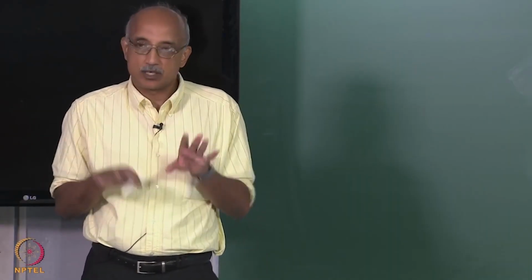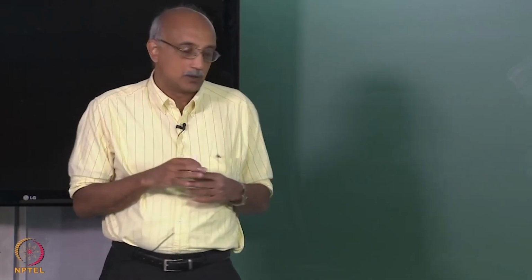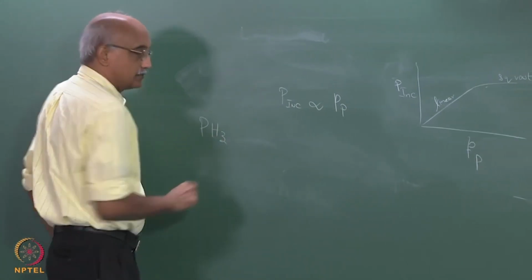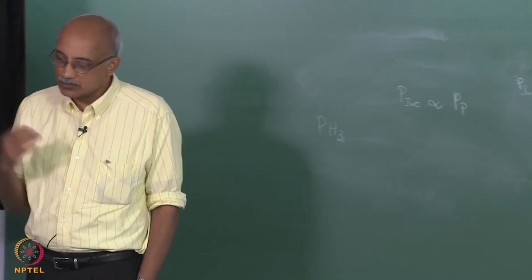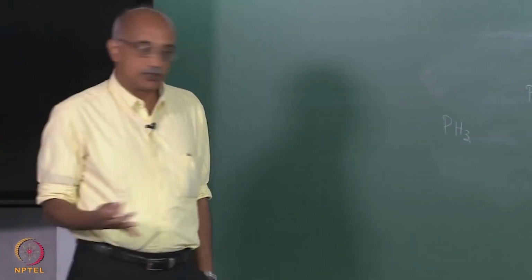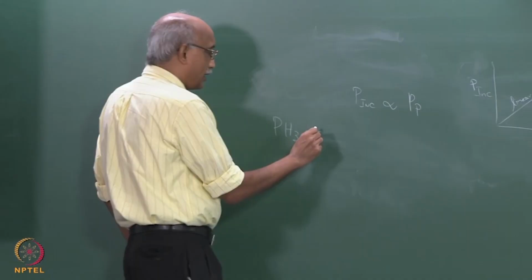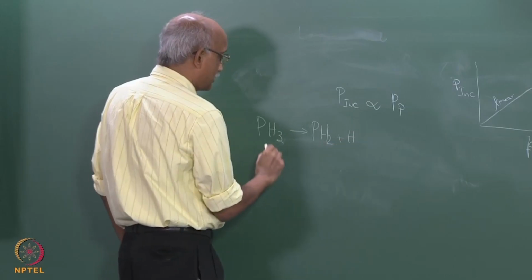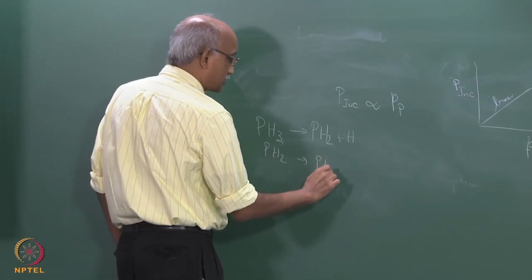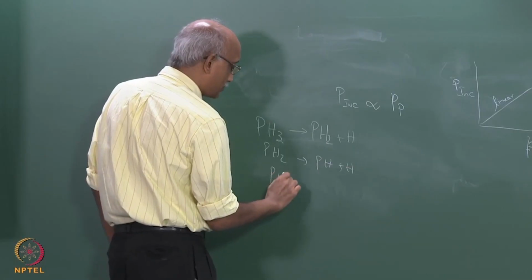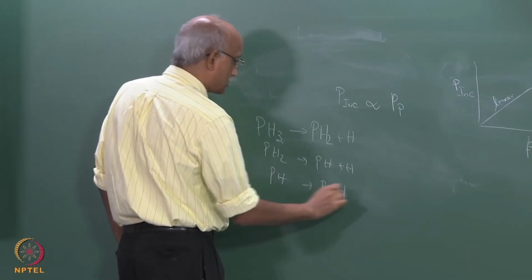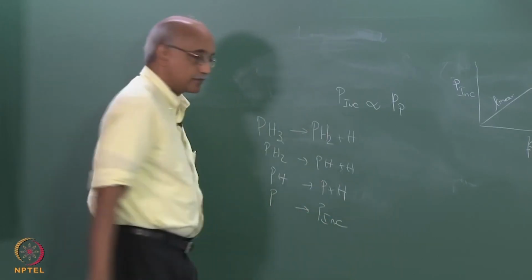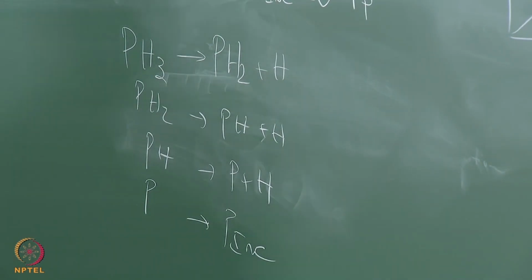and some reactions are now favored which were not favored before. If you look at how phosphine, which is the usual additive used in these doping systems, incorporates phosphorus into the film, basically you can look at a sequence of steps. PH3 goes to PH2 plus H, PH2 goes to PH plus H, PH goes to P plus H, and P then gets included or adsorbed into the substrate.